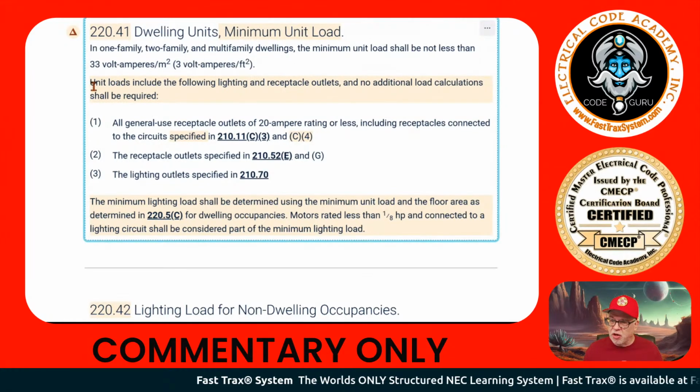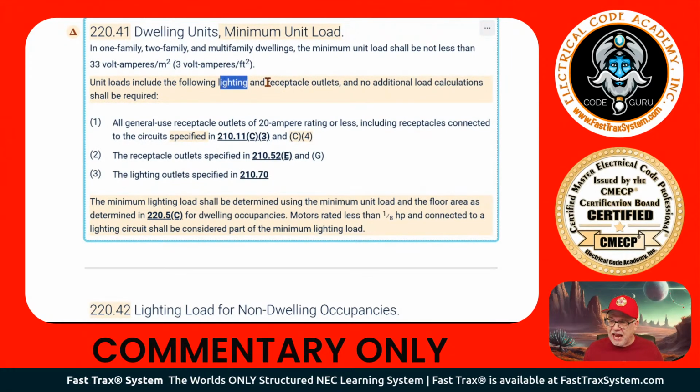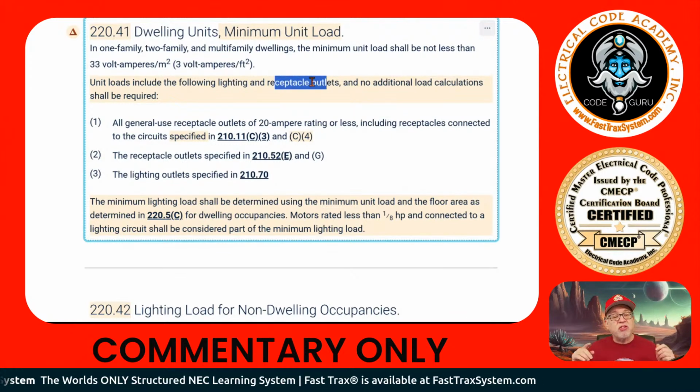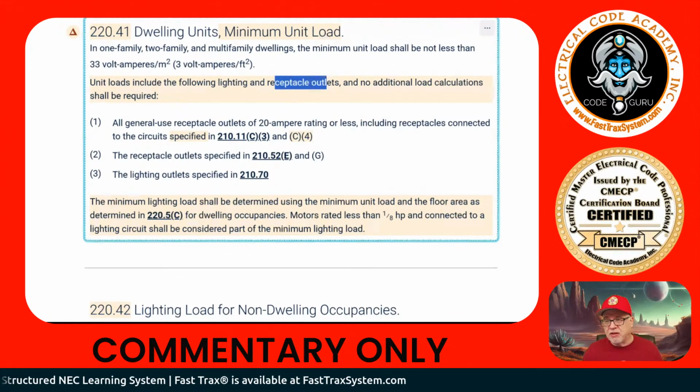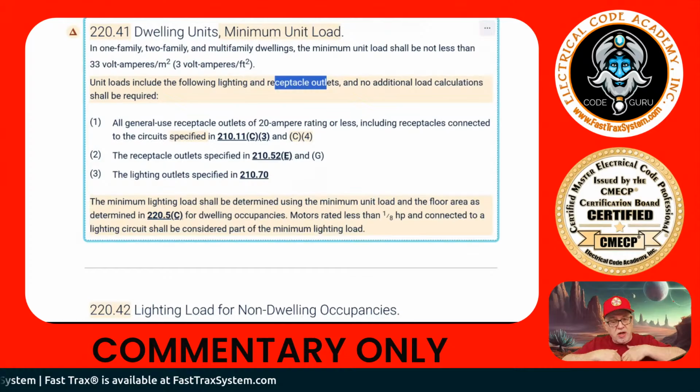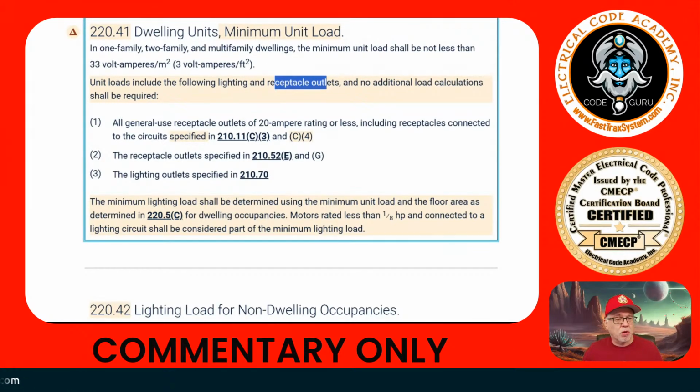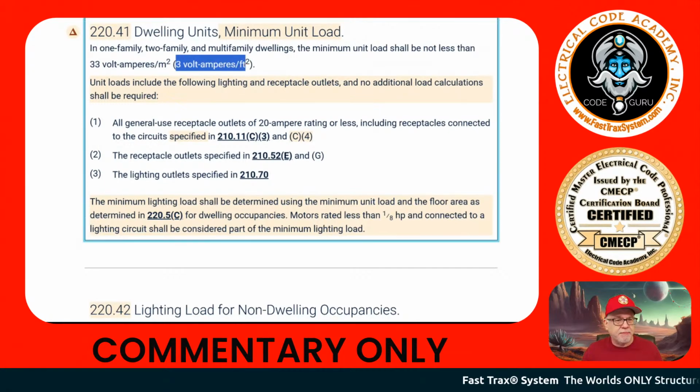Now, it says the unit load includes what? The lighting and receptacle. This is the general use receptacle outlet application. But our question just wanted to know what was the general lighting, okay? So we're going to go back to the question. So we know it's 3 VA per square foot, okay?